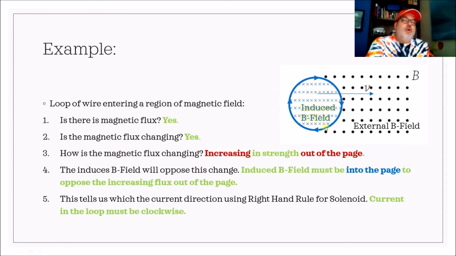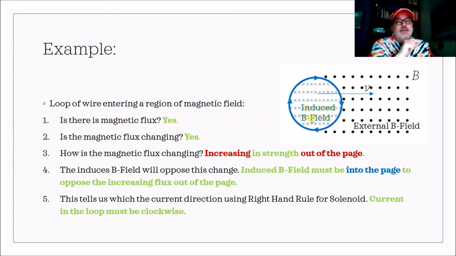Let's get ourselves some induced current here. So here's one where the loop is entering the magnetic field. Now I want you to notice that the magnetic field ends right here. So this front part of the loop is starting to receive flux, and as it moves to the right, it's receiving more and more flux because more and more area is being embedded in the magnetic field. So is there flux? Yes. Is there a change in flux? Yes. How is it changing? Well, the magnetic field is coming out of the page and it's increasing. Okay, so our change is that it's out of the page and increasing.